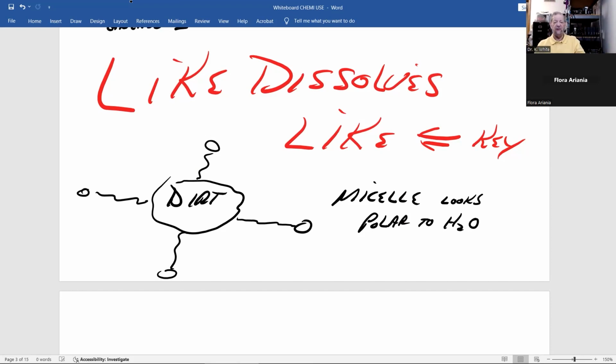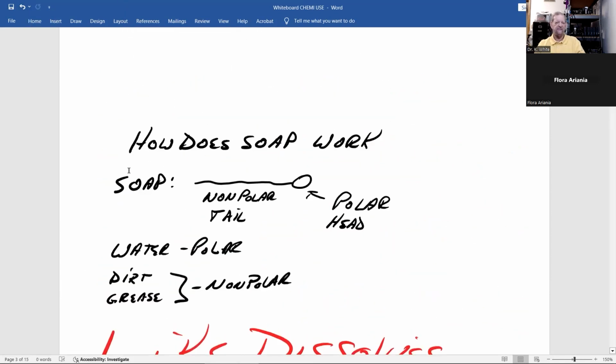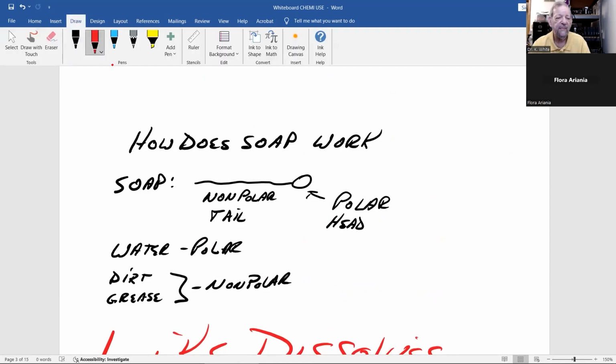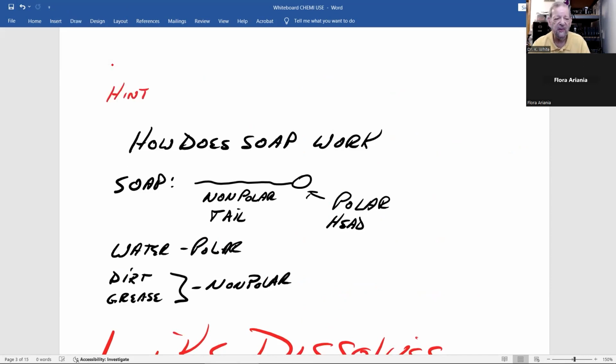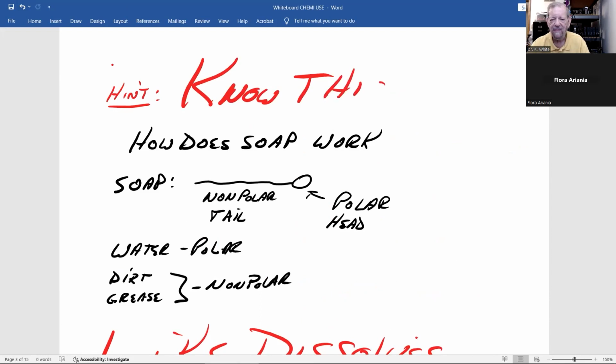Anything else, you use soap or laundry detergent, which is a surfactant type of soap, and your dishwasher, the soap you put in, or the liquid soap you use when you do it by hand, and it all works the same way. And know this.